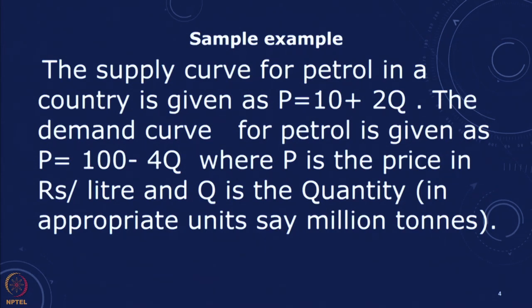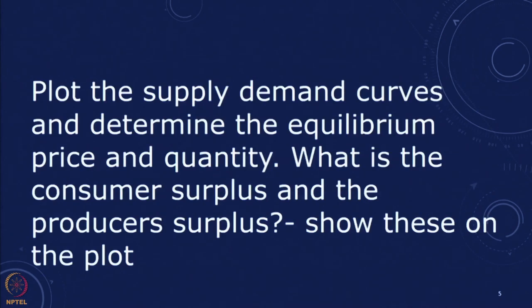This is an aggregate demand curve. So the Q would be for the country as a whole, maybe in terms of millions of liters or millions of tons, but we will just look at it as a physical unit, and P is the price in rupees per liter. So the question which is asked is: plot the supply and the demand curves and determine the equilibrium price and quantity, what is the consumer surplus and the producer surplus, and show these on the plot.